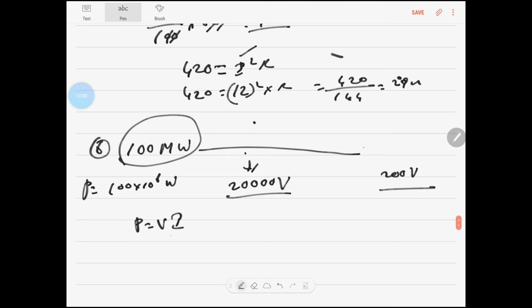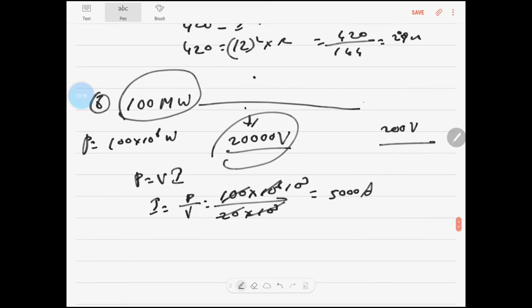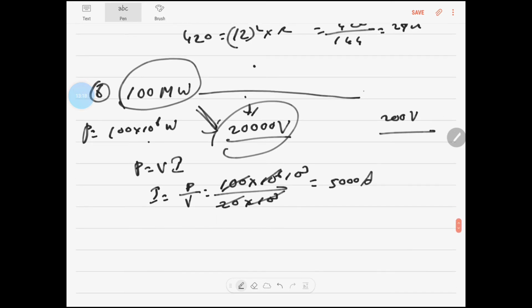From the first one we can find the current, which is P by V, which is 100 into 10 to the power 6 by 20 into 10 to the power 3. So this will be 10 to the power 3, this will be 5. So 5000 amps will be the current that is flowing in the first case, in this combination.